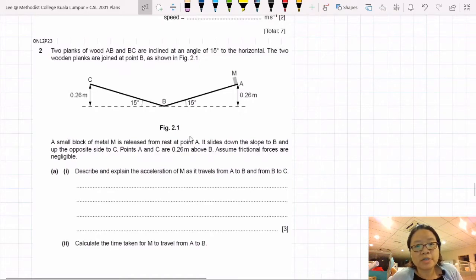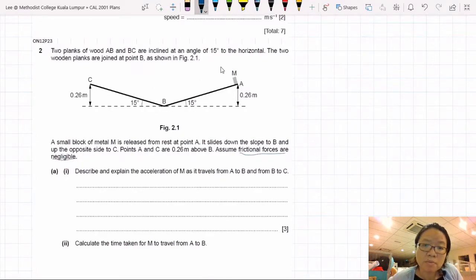Now in this question, you have 2 inclined planes. Let's level up, okay? And they are identical. M will slide down to B and up to C. We assume that there's no friction. Describe and explain the acceleration of M as it travels from A to B and B to C.